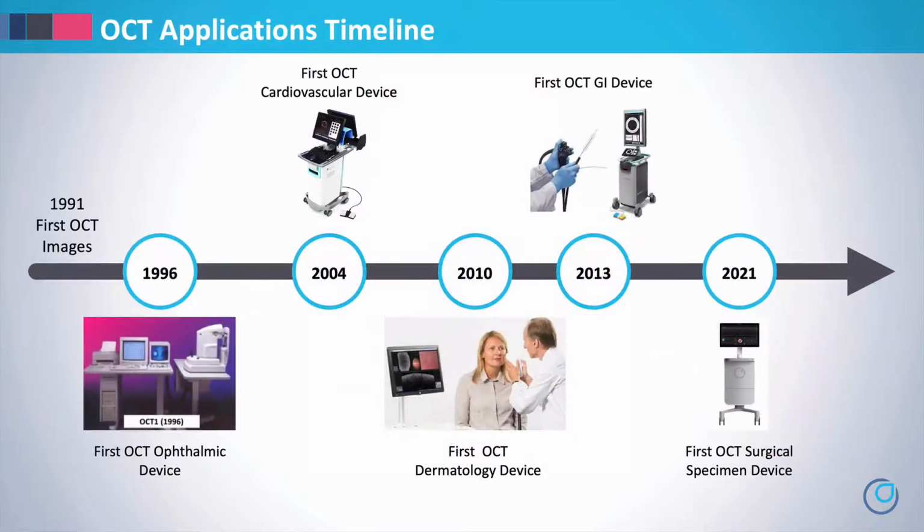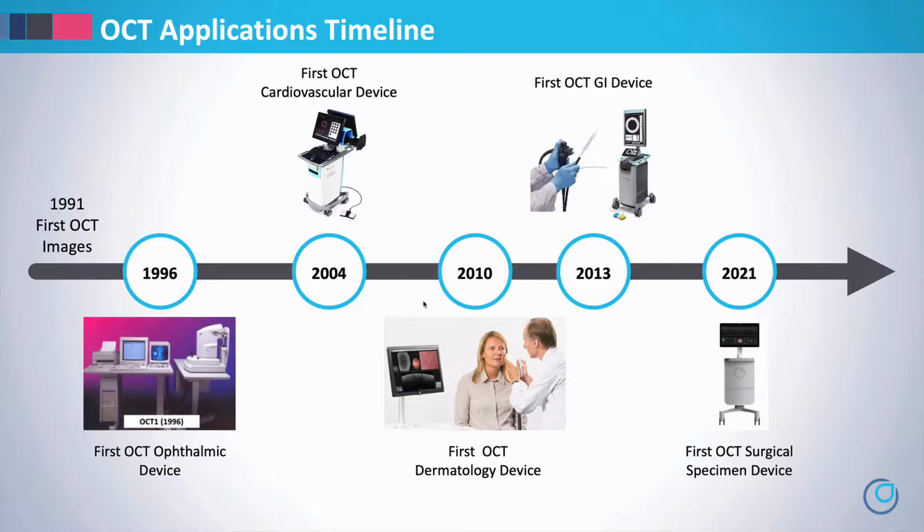OCT has been around for quite some time. This figure shows a timeline. Back in the mid-90s, it began widespread clinical use in ophthalmology. Later, in 2004, we see it move into cardiology, where it is adapted for catheter-based applications.